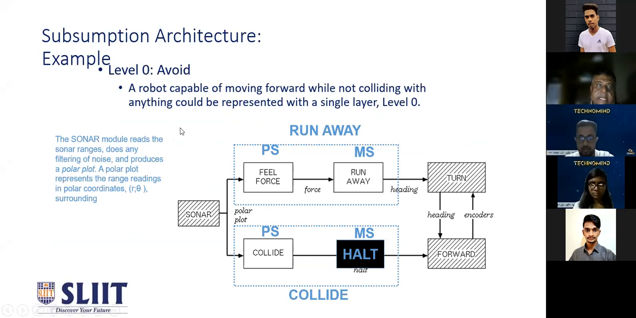Now this behavior is called avoid behavior in this example. In this one, a robot capable of moving forward while not colliding with anything could be represented with a single layer, level 0. Now look at this one. From sonar sensors, you get the polar plot. That is, if you have sonar sensors around the robot, you will get different readings from these sonar sensors. From that, you can develop a polar plot. And from that polar plot, you can determine if the robot is going to collide with something.